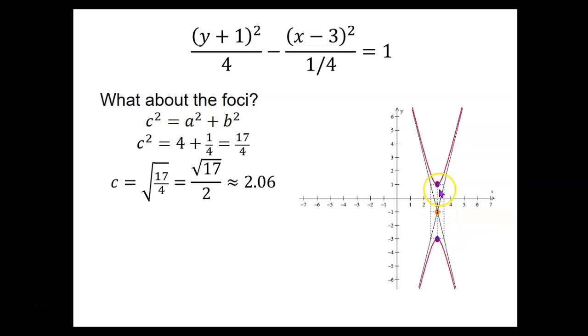So here c was only a little bit bigger than a, and so the foci are only a little bit past the vertices. They're almost right on top of them, but they're really just a little bit past. If you start at the center and go up or down 2 spaces, you get to a vertex. If you go up or down 2.06 spaces, you get to a focus. So the foci are at points where the x-coordinate is still 3 and the y-coordinate is -1 plus or minus c, which is the square root of 17 over 2.